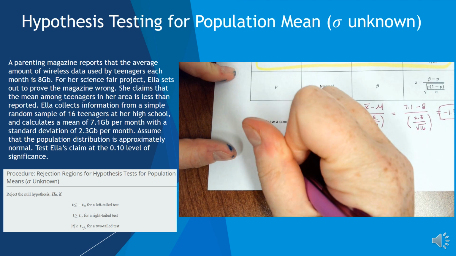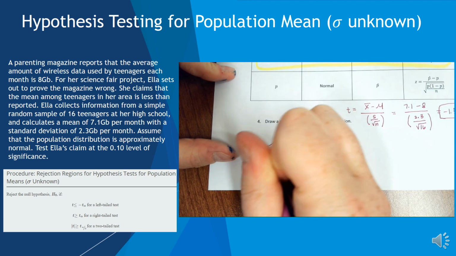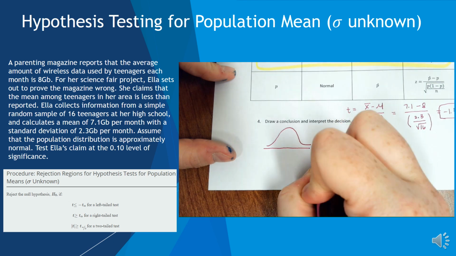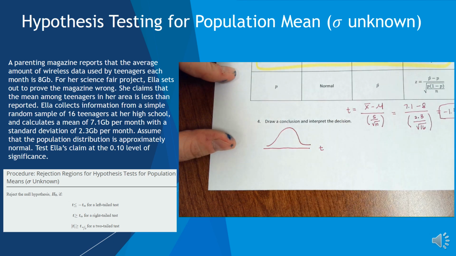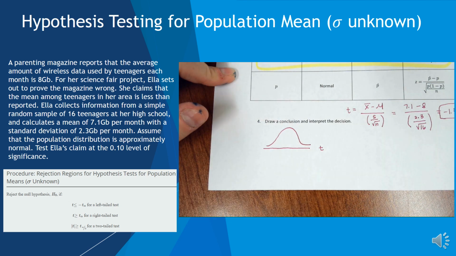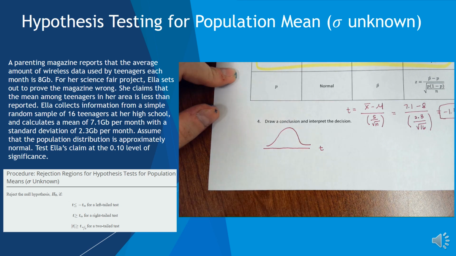I always start by drawing my distribution. So this is my drawing of the student's t-distribution. Now I'm going to look at my rule for the rejection region method. It says rejection regions for hypothesis tests for population means with sigma unknown. We are going to reject H0 if t is less than or equal to the negative critical t value for a left-tailed test. So we're going to have to calculate our critical t value.